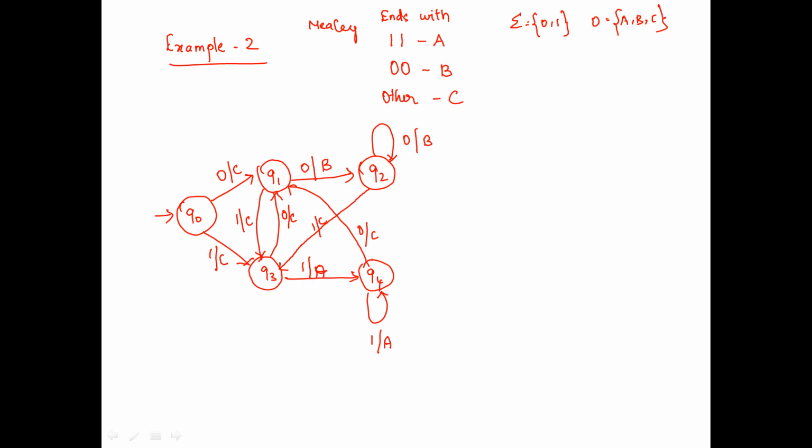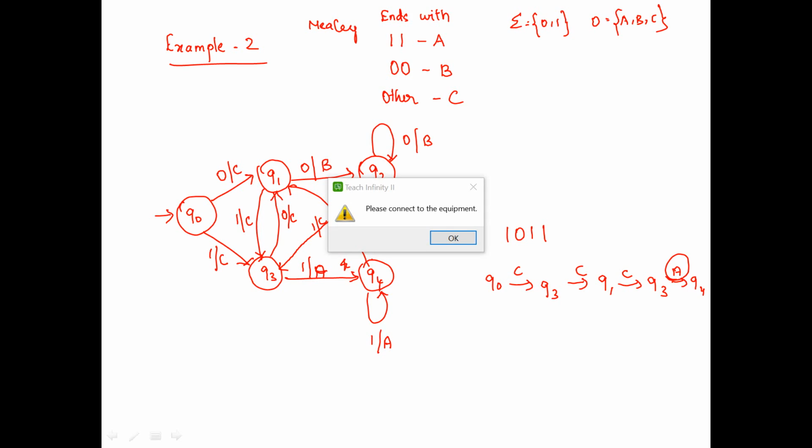Now we can take an input string and we can check. Q0 on seeing a 1 goes to Q3, it emits a C. Q3 on seeing a 0 goes to Q1, emits a C. Q1 on seeing a 1 again goes to Q3, emitting a C. Q3 on seeing a 1 again goes to Q4, emitting an A. So our final output will be A, which is for 11 termination.